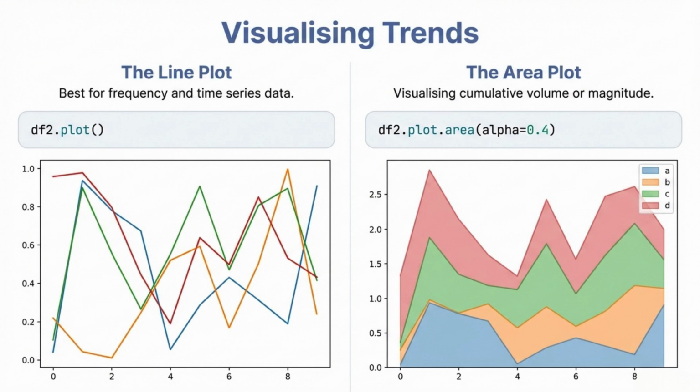Area plots are generated using plot.area() and are useful for comparing cumulative values over time. The filled regions help emphasize magnitude and contribution across categories. Area plots are often used in business analytics to show growth patterns or market share evolution. Stacking multiple columns allows direct comparison of contributions within a whole.